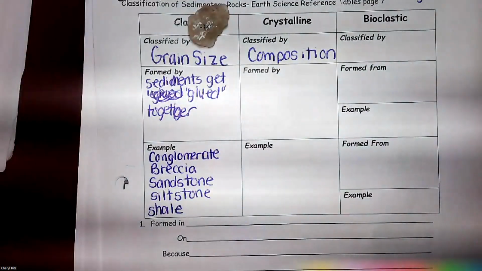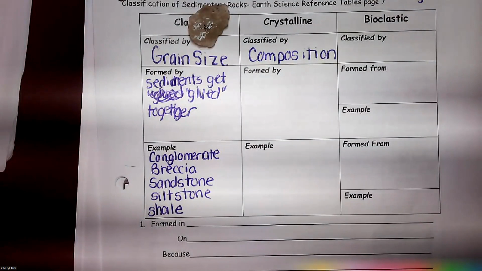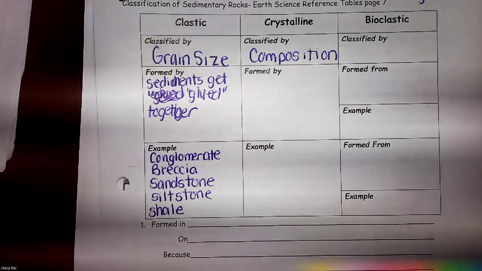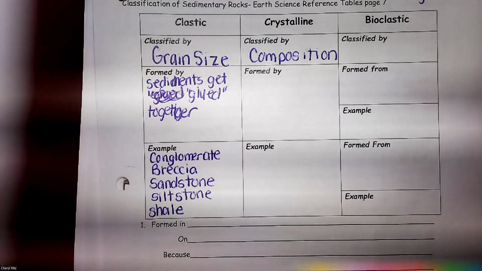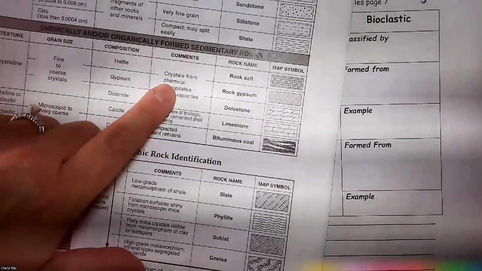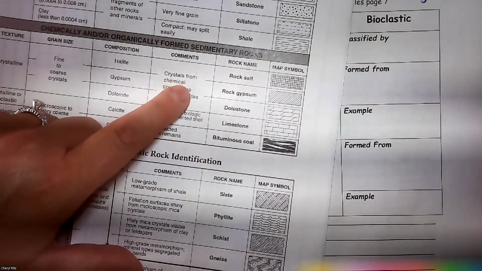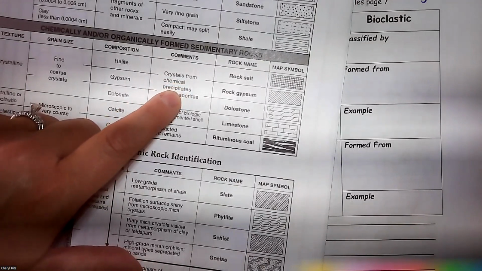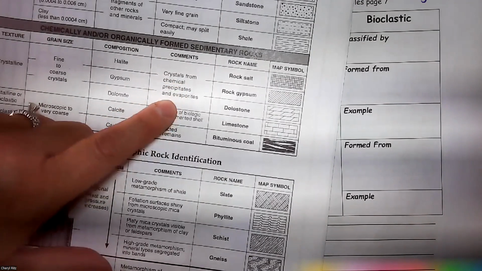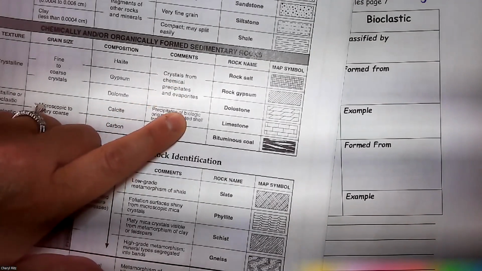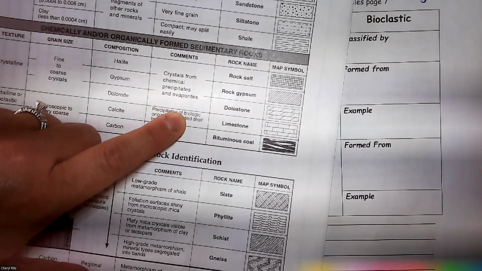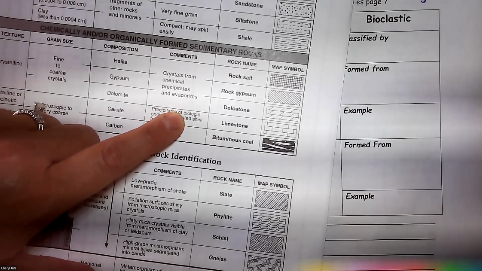And how did they form? What did we say about these last week? Yeah, and if you didn't know, this does say here, right in the comment section. So they are crystals from chemical precipitates and evaporites. And I described precipitates and evaporites to you on Friday. You don't really need to know exactly what a precipitate and evaporite is. Just know they are solids that form after a chemical reaction.